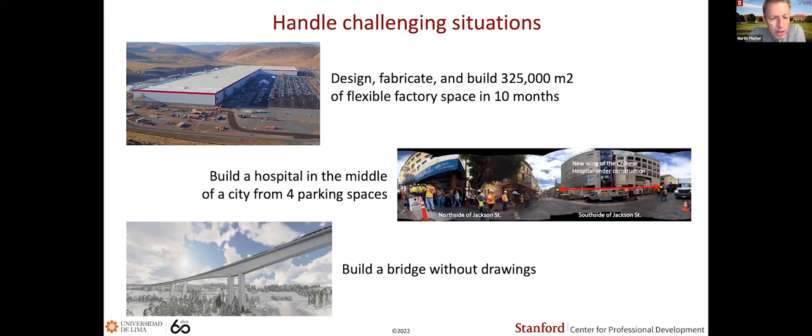Or this bridge project in Norway, where the client said, I don't want to see any more drawings. I'm tired of drawings. They always lead to problems. Just make it happen from 3D models. And there are many other challenging situations. But again, you need a strategy that makes it likely that you will succeed in these situations.